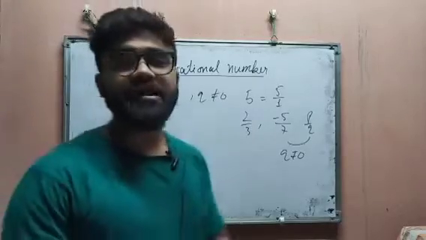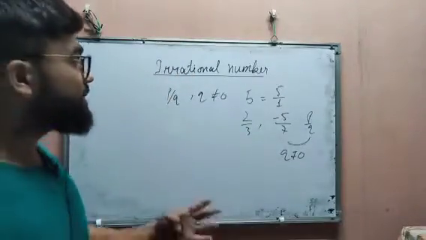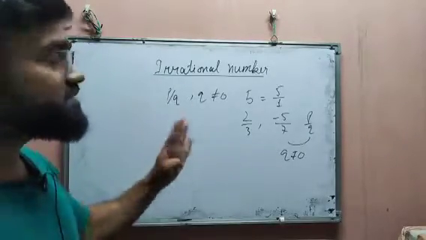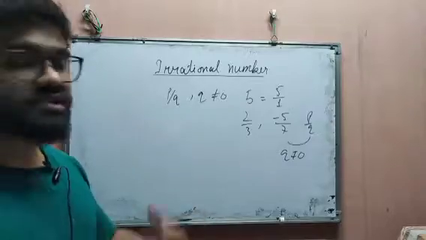Now irrational number is what? Opposite of that. That is a number which cannot be expressed in p by q form, where q is not equal to 0. This is called irrational number.